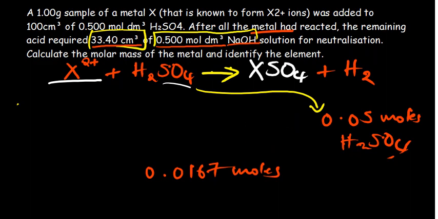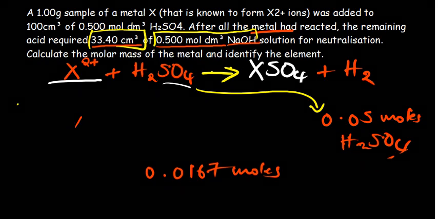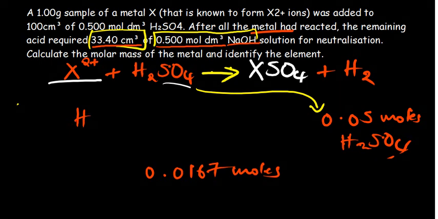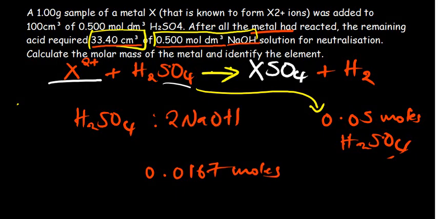So we are saying our sulfuric acid, H2SO4, compared to sodium hydroxide, these are in the ratio of 1:2. So for every mole of the sulfuric acid, there are 2 moles of what? 2 moles of sodium hydroxide.